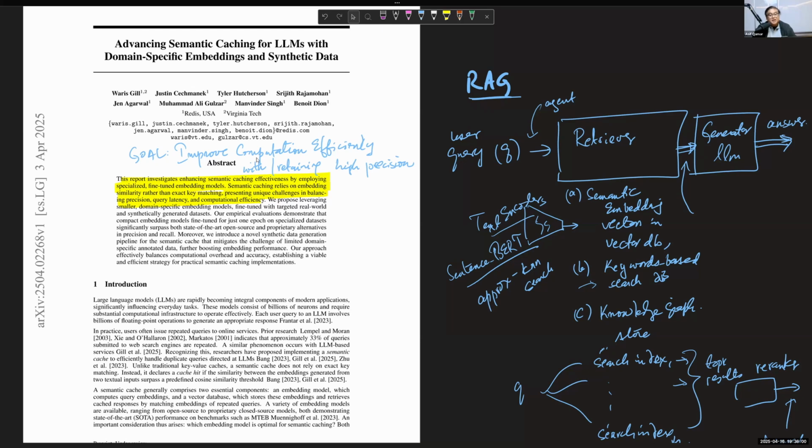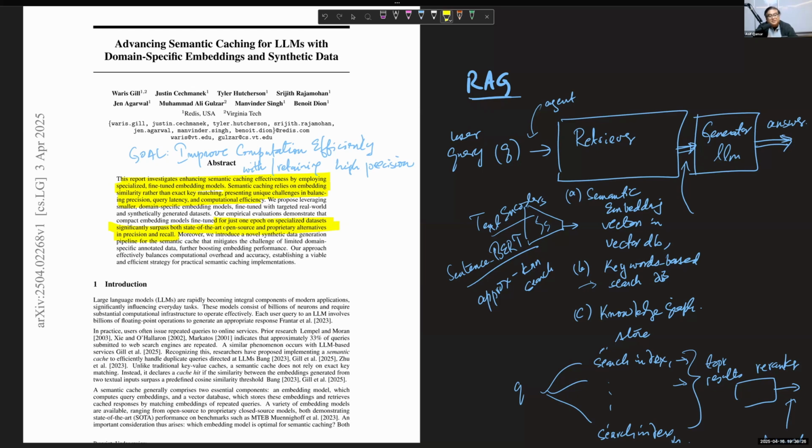Now comes the results part. Our empirical evaluations demonstrate that compact embedding models fine-tuned for just one epoch, and this is interesting, and how is this possible? We'll see. Just one epoch on specialized data sets significantly surpass both state-of-the-art open source and proprietary alternatives in precision and recall.